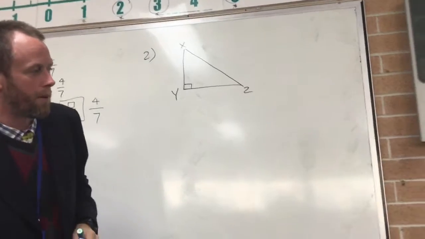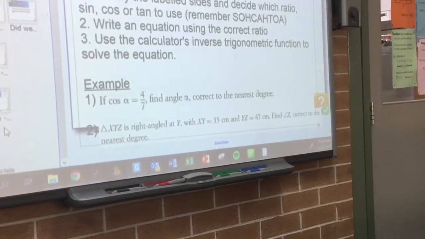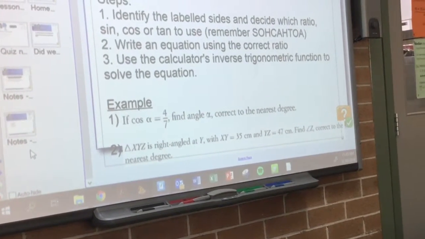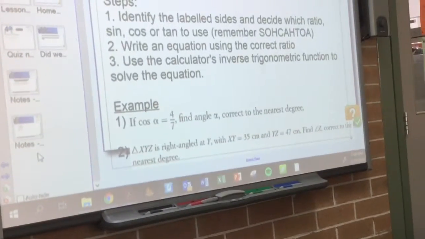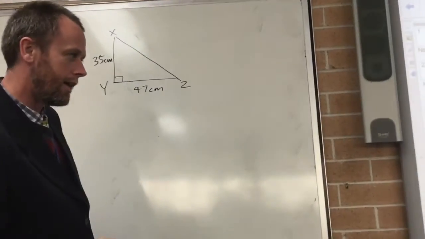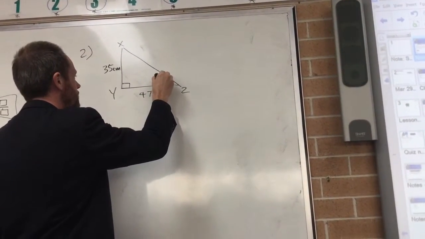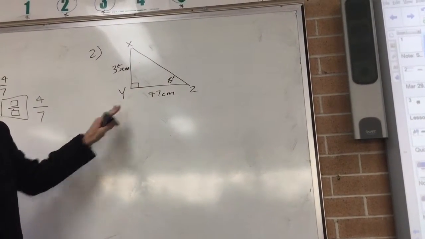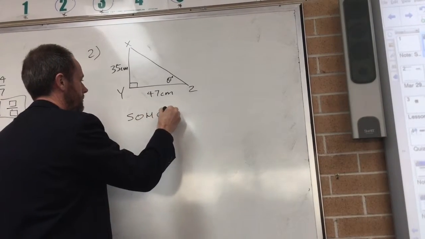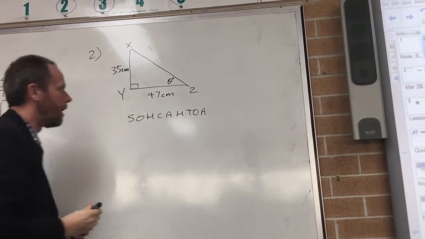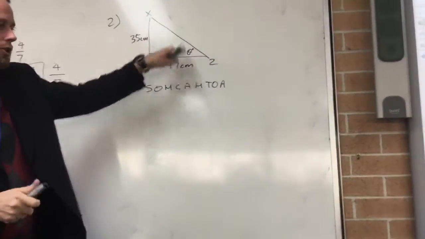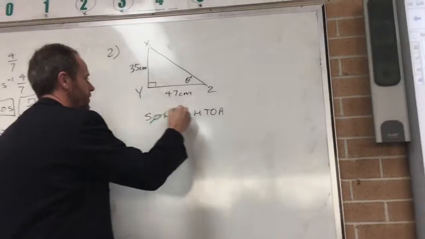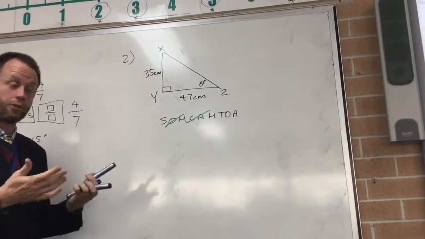I then look at what other information I am given. XY is 35 centimetres. YZ is 47 centimetres. I have to find angle Z. Let's call it theta degrees. Like with all the other questions, first you write out SOHCAHTOA. I look, straight away I can see there's no hypotenuse involved, so I can take out sine and cos. That leaves me with tan.